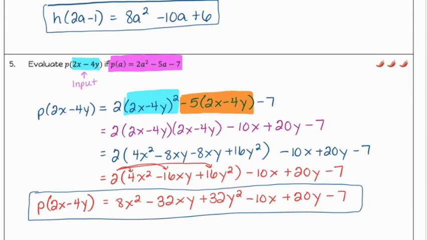After doing my distribution of that 2, I end up with this long polynomial, but I am going to keep it. There wasn't any like terms I could combine and make it smaller. So when we input the 2x minus 4y, this is our new output.